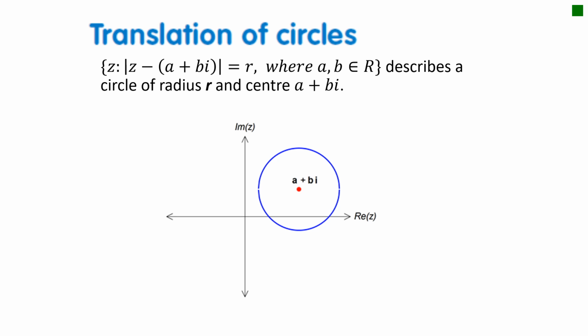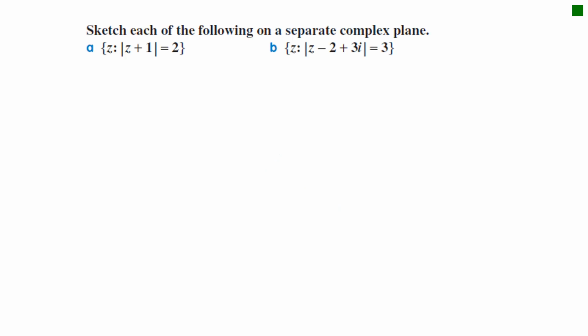So if you have a think about this rule for a moment, the set of all complex numbers whose distance between it and the point (a, b), or a plus bi, is fixed at r, of course naturally describes a circle of radius r and center a plus bi. Okay, I'd like you to have a go at sketching these on the complex plane. So pause your vodcast and then resume when you're ready to check your answers.